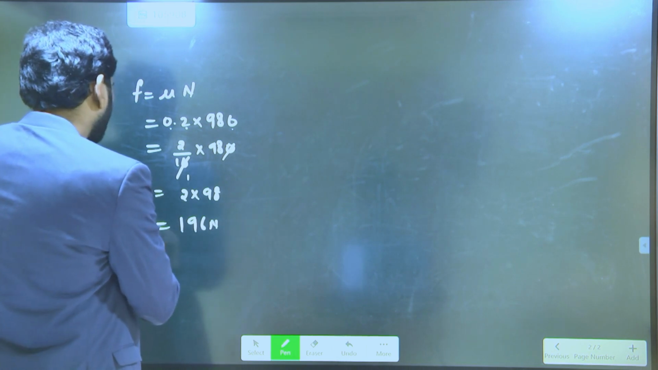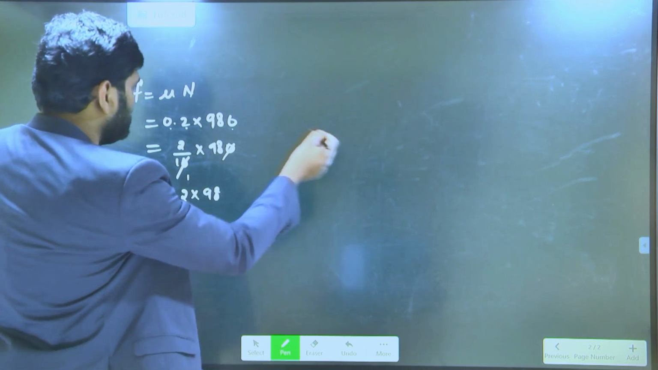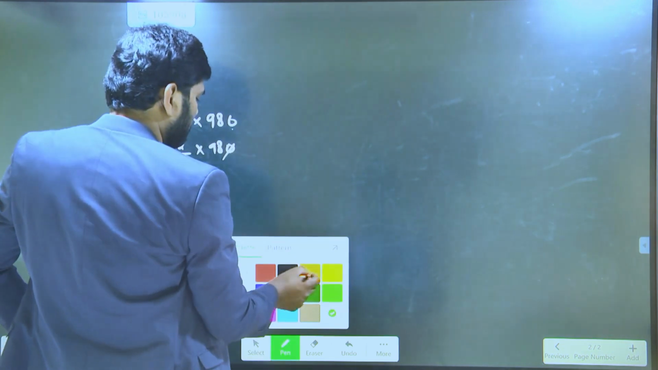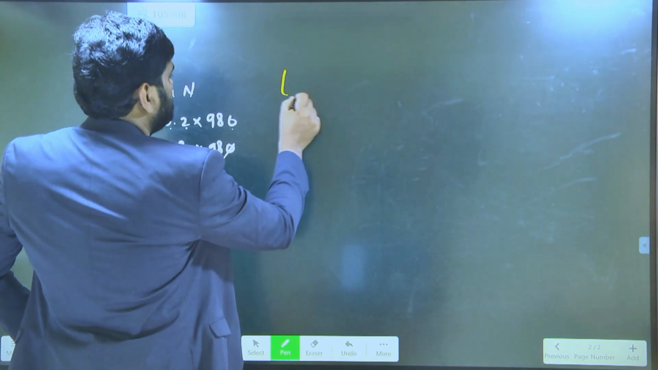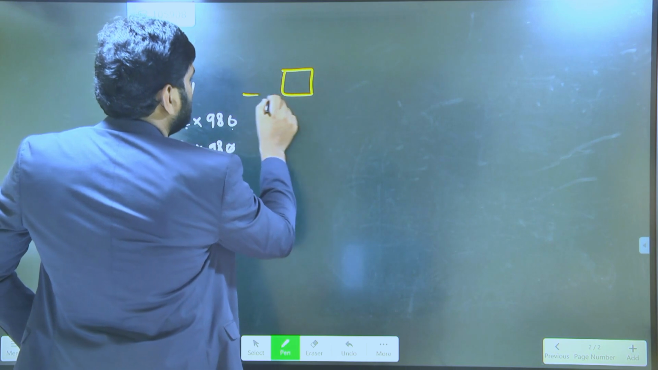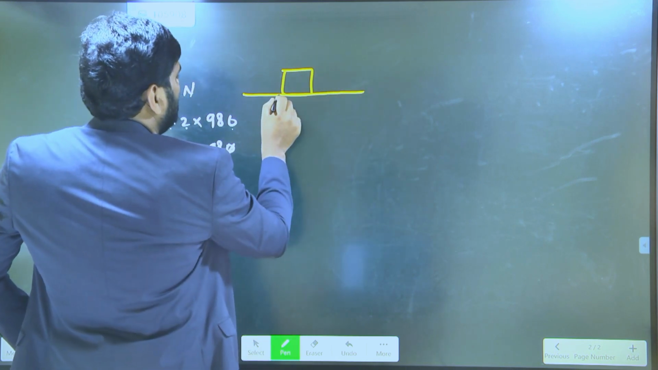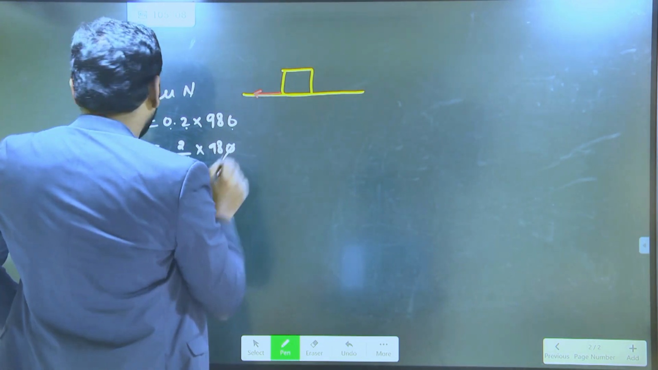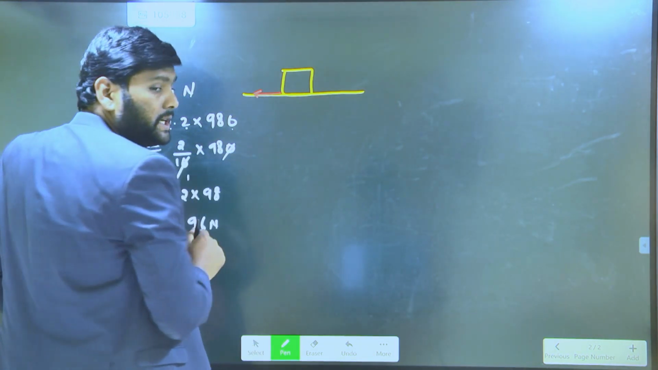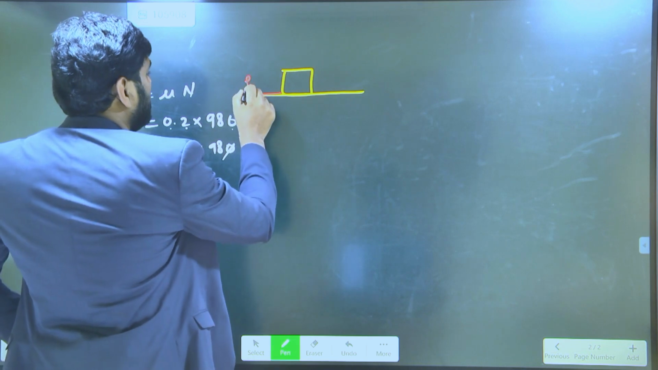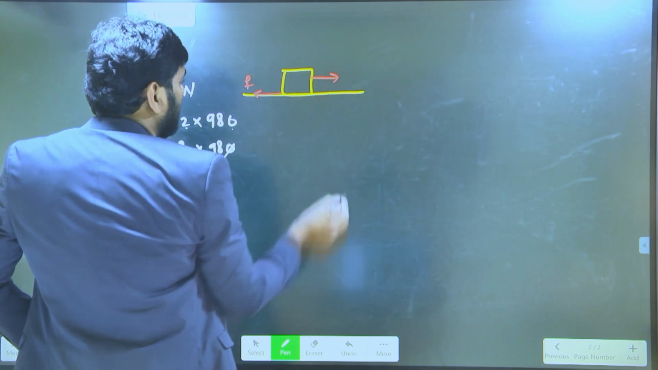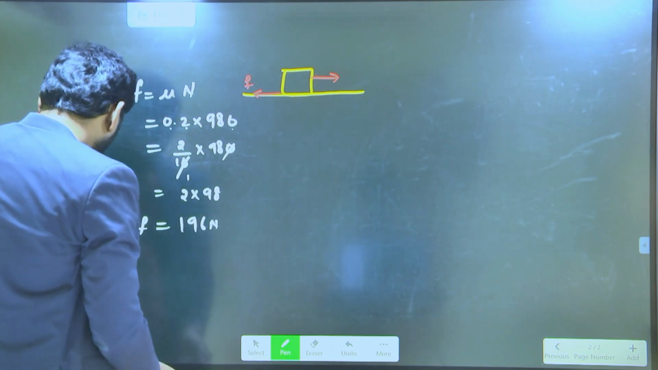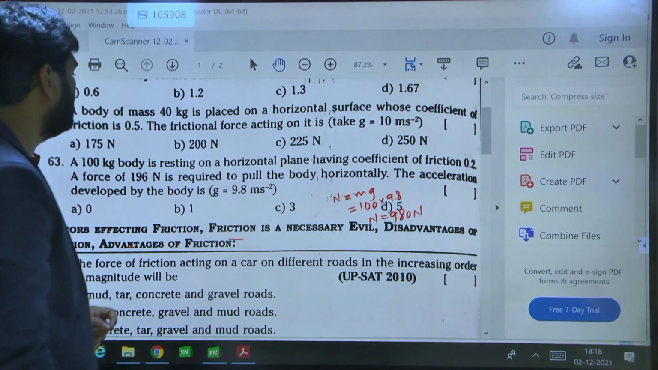This is the frictional force acting on the body. If you see the free body diagram of the object, this is the object. In this direction, what will act? Friction force is acting. In this direction, the applied force is acting. How much is the applied force he said?